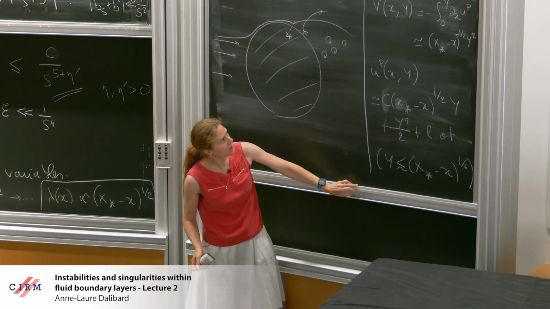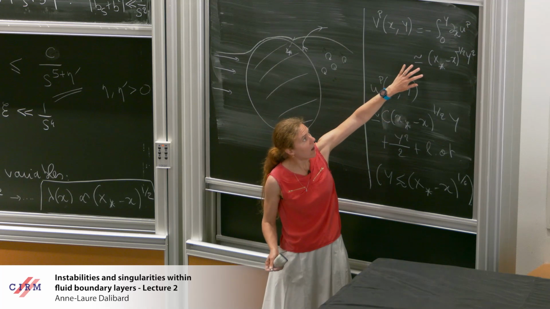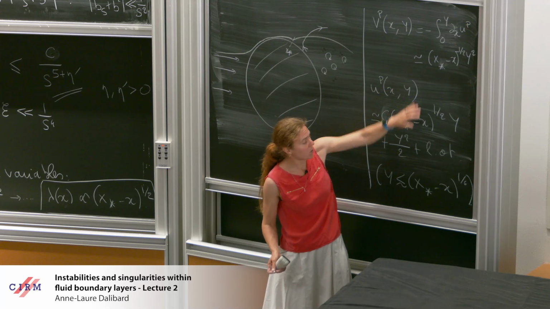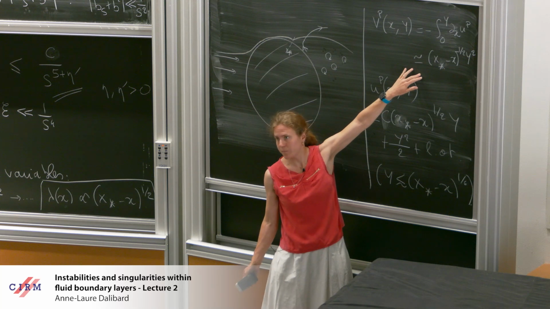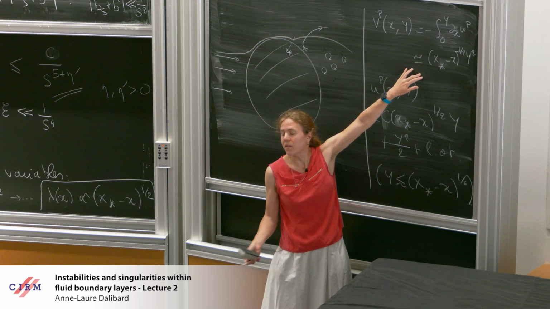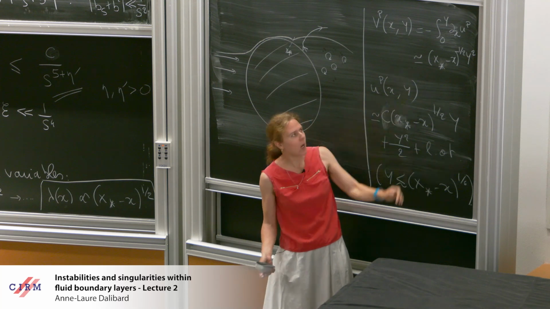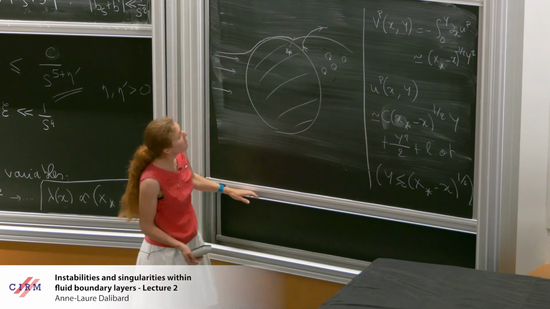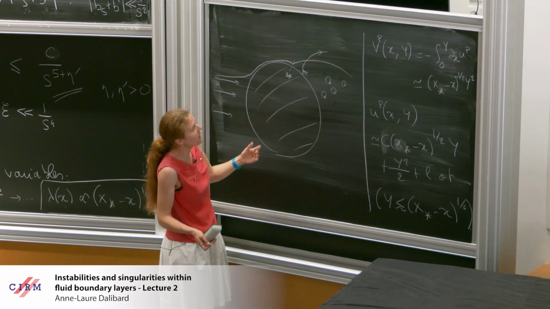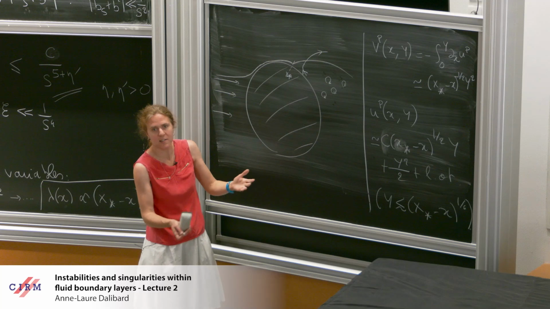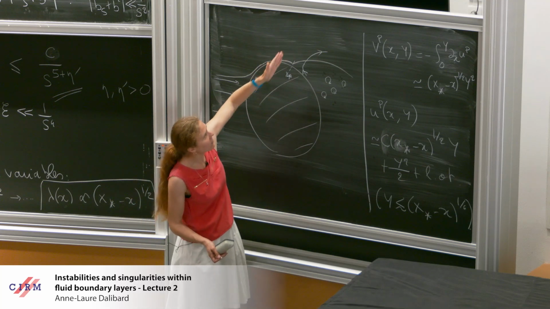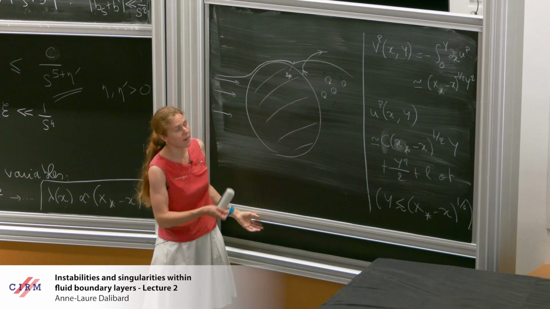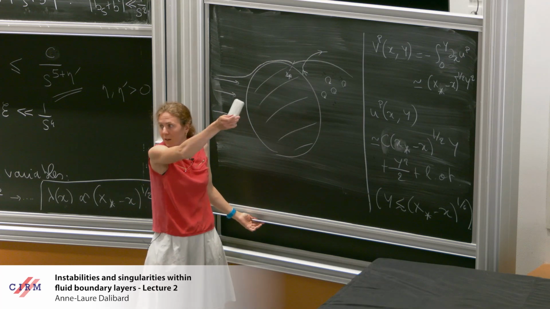So this means that here you see there are some values of y which are within this range, for which this velocity becomes very, very large. This is why it's called a singularity, and if you believe that the model actually says something about the Navier-Stokes system, this would mean that you have a very large velocity that exits the boundary layer and enters the flow.